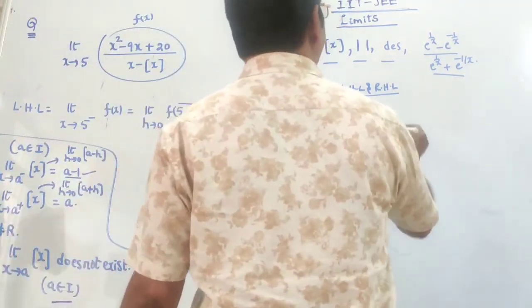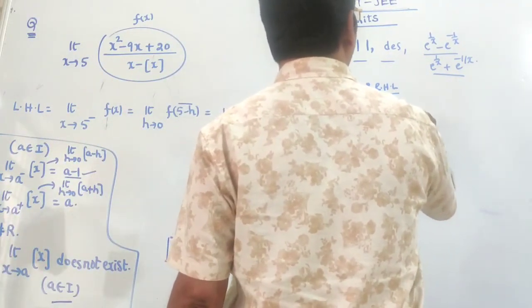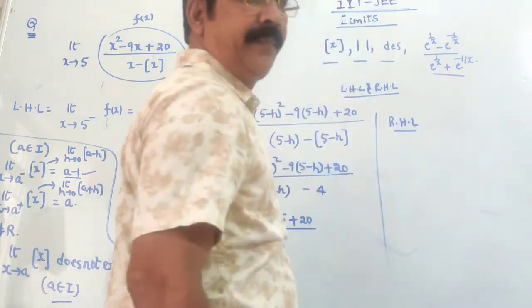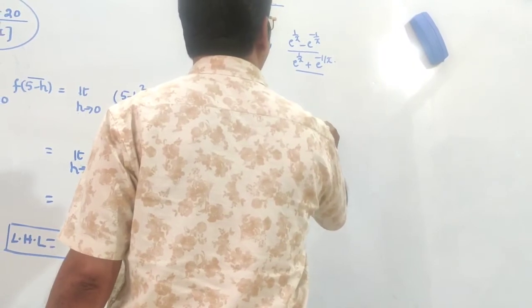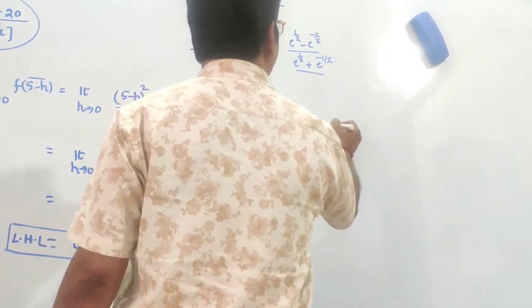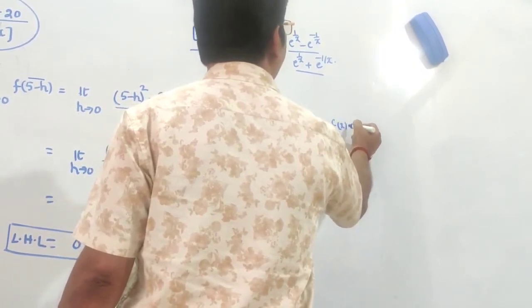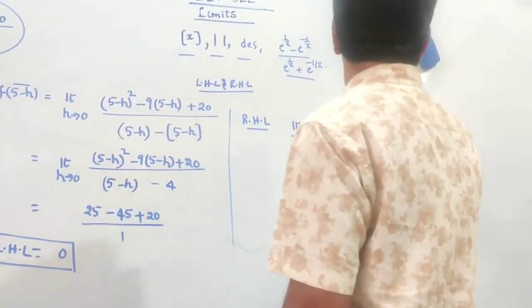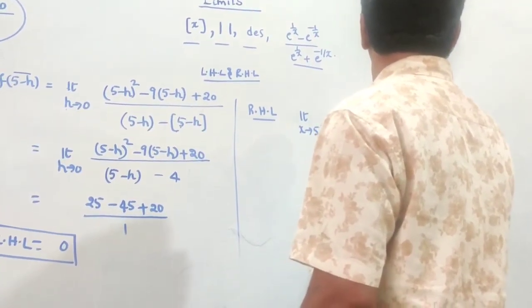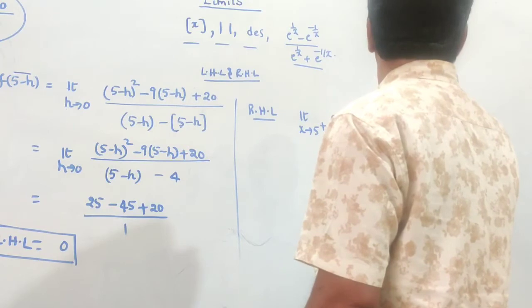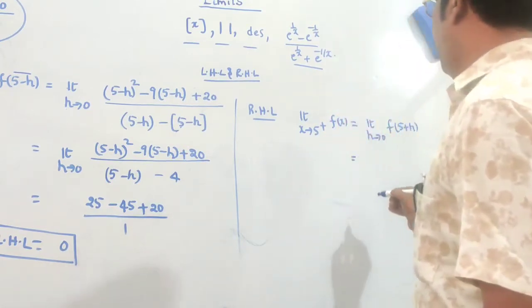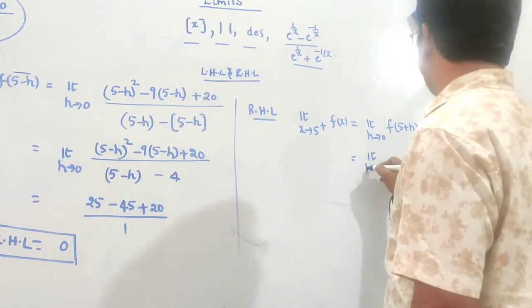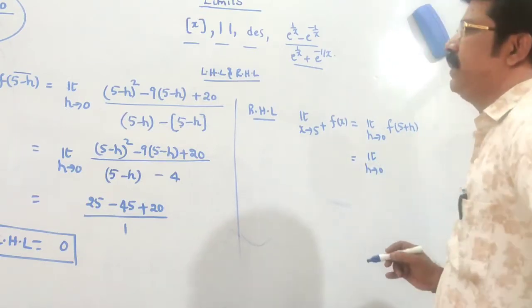Next, right hand limit, you come here. Is it visible? You come here. Right hand limit means limit x tends to 5 plus of f of x. Means what? Limit h tends to 0, according to the formula, f of 5 plus h. So that is equal to limit h tends to 0.